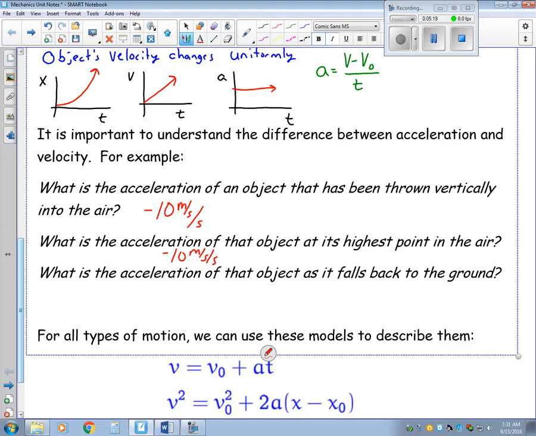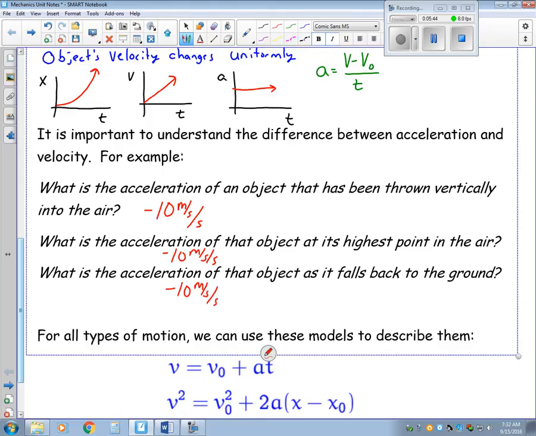And that goes to show that just because an object is stationary does not mean it has 0 acceleration, because acceleration is a change in an object's velocity. Now, as it accelerates back down on the ground, it's speeding up. It's getting faster and faster and faster. A lot of people think that when something's speeding up, it has positive acceleration. That's not always the case.